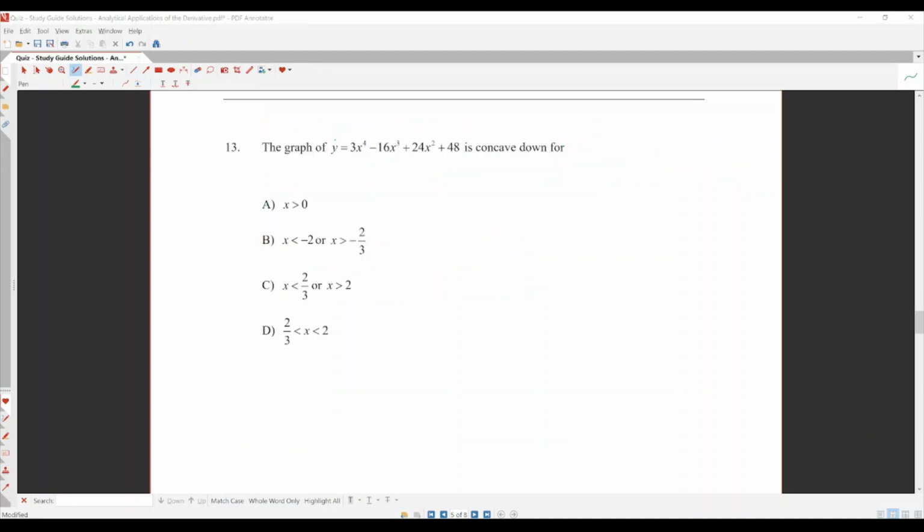For number 13, the graph of y equals 3x to the fourth minus 16x cubed plus 24x squared plus 48 is concave down. So again, concave down, I'm thinking f double prime is negative. So let's go ahead and find y prime. That's going to be 12x cubed minus 48x squared plus 48x. Y double prime is going to be 36x squared minus 96x plus 48.